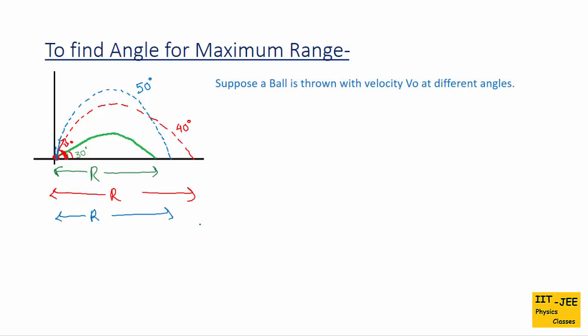So let's find an angle for which range is maximum. It may be 40 degree or some other angle. So for that we will use the formula of range. So we know range R equals V naught square, V naught is the initial velocity, sin 2 theta divided by G. Here G is a constant, we are keeping the same velocity, so V naught is also constant, only sin 2 theta is changing because we are changing angles.